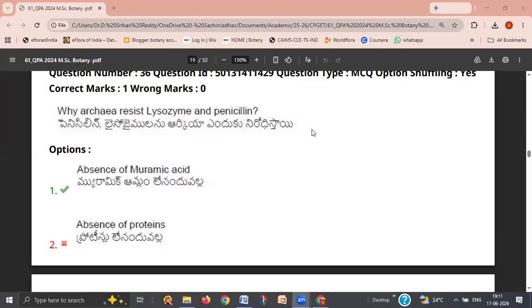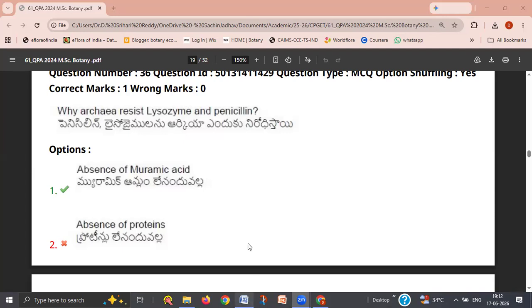Okay, the question is why archaea resist lysozyme and penicillin? In the bacteria, there are different types of bacteria. Archaea is one of the most primitive classes of the bacteria. And next, eubacteria. So these are the two different varieties of the bacteria. Archaea is also called archaebacteria. It is the most primitive one.